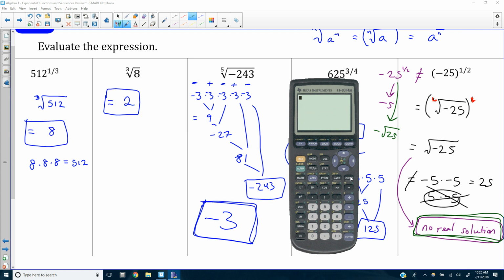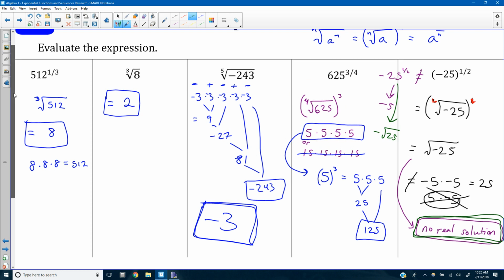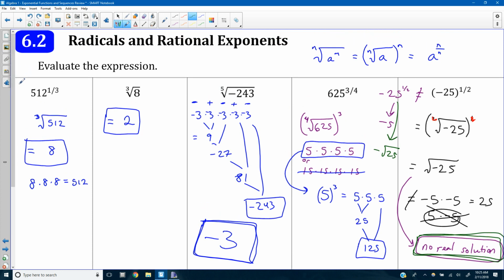A lot of people say that their calculator's doing something wrong and it's messing up. It's actually user input. All your calculator knows is order of operations, and it knows how to calculate things correctly. So your calculator is never going to give you an error. You'll never be able to type 2 + 2 and have it glitch out and give you 5. Know what I mean? Anyway, that's section 6.2, radicals and rational exponents.